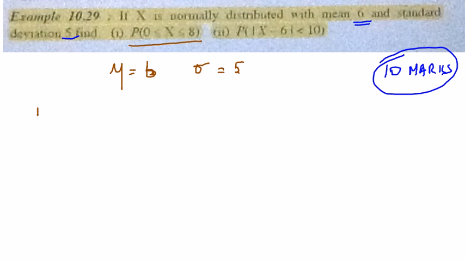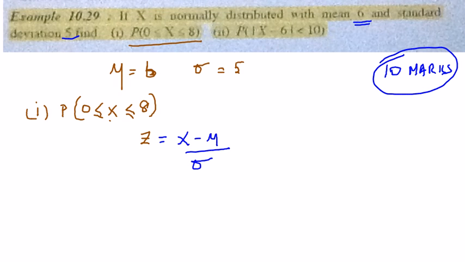So let's do the first sum. What is the probability that x is between 0 and 8, right? So this is in the x scale. You know that you have to convert it first to the z scale and you're going to use the formula z is equal to x minus mu by sigma. This is the formula to convert it into the z scale.